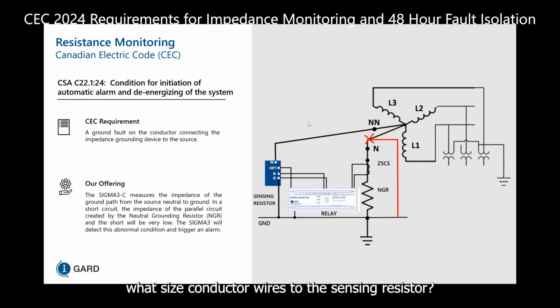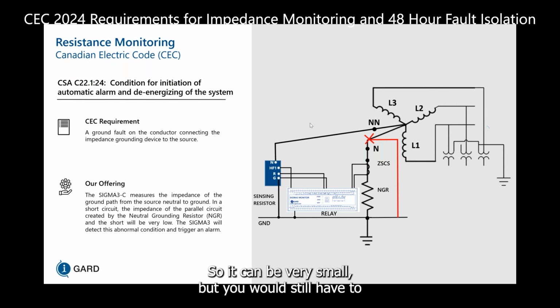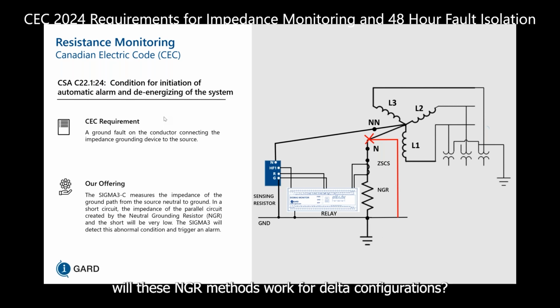What size conductor wires to the sensing resistor? We're only really seeing less than 500 milliamps of current, I would say, in most of our sensing resistors. So it can be very small, but you would still have to insulate to the line to, or the nominal system voltage for this connection that you're making to the XO point, because the voltage will elevate on the neutral.